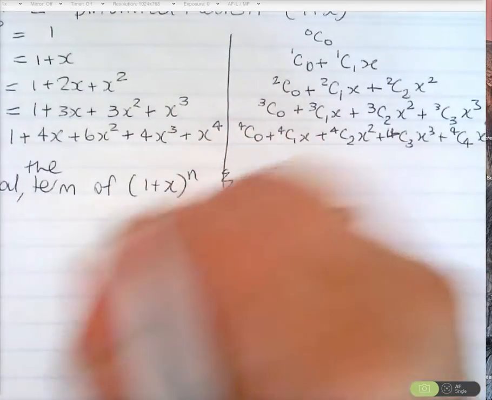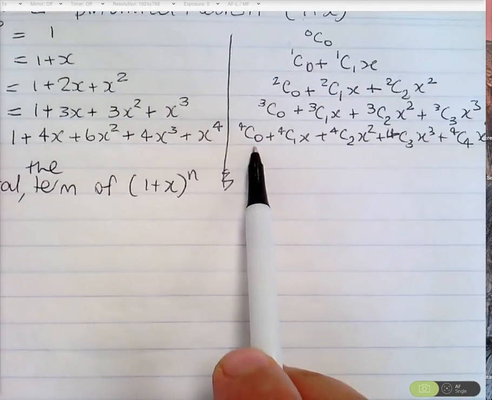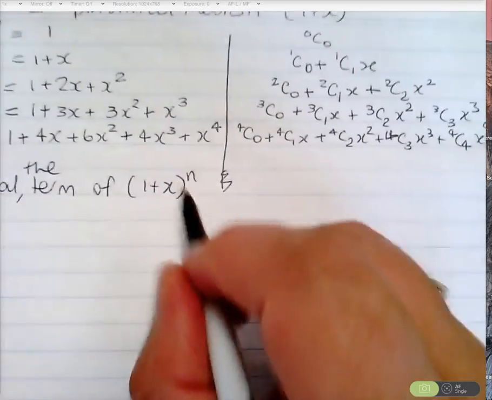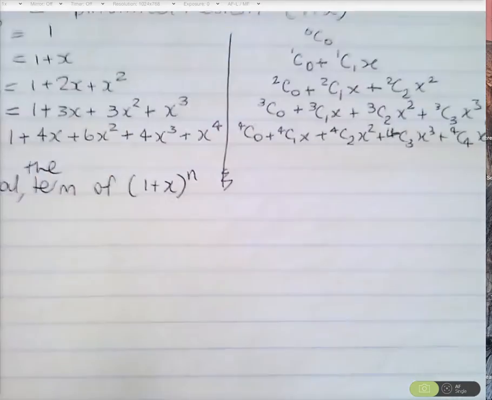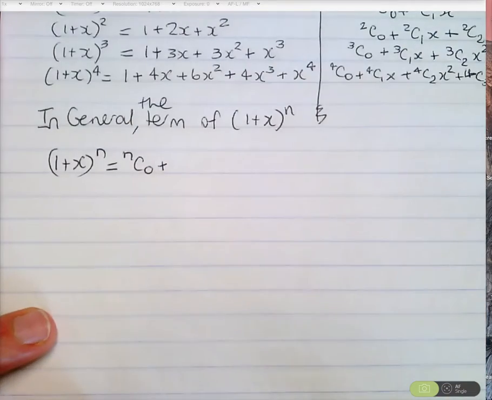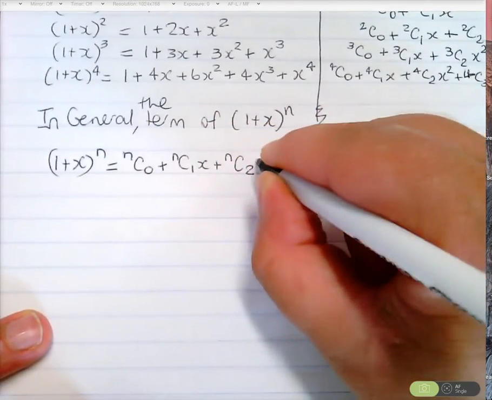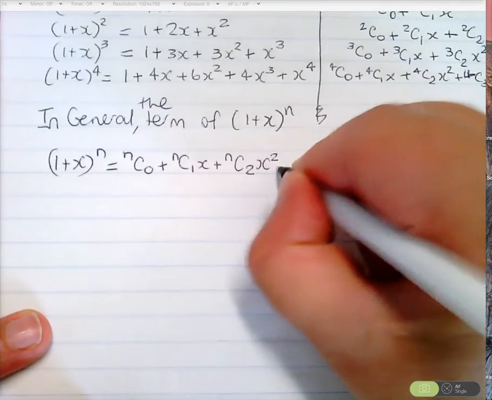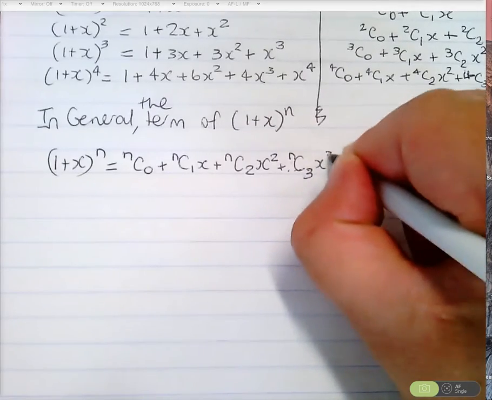So how would you write it for 1 plus x to the n? Look, 1 plus x to the 4 was 4C0 plus 4C1x plus 4C2. What do I write for the first one of 1 plus x to the n? 1 plus x to the n is nC0 plus nC1x plus nC2x squared plus, there'll be a whole lot of terms, we'll do one more, plus nC3x cubed plus a whole lot of terms.